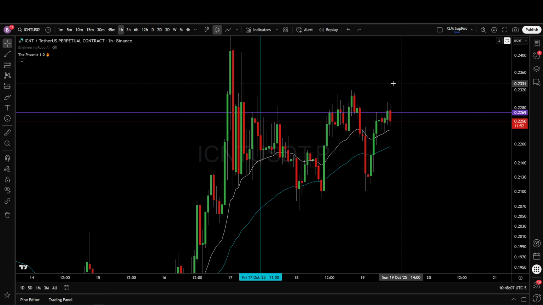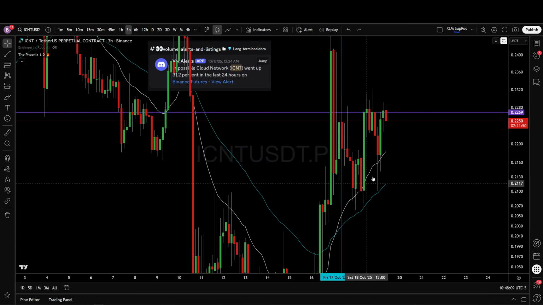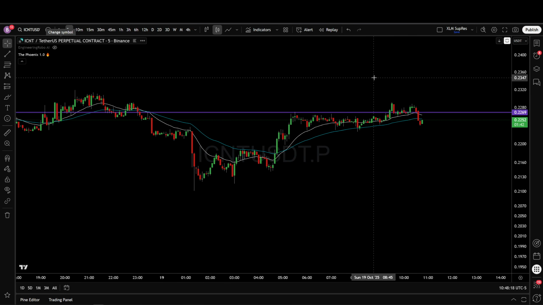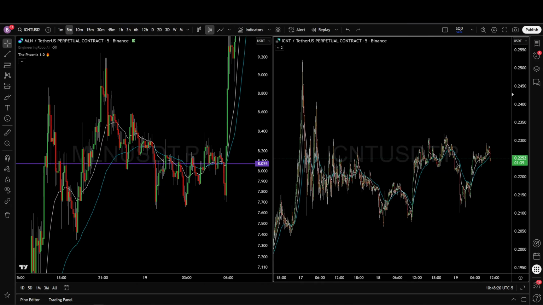The lines still have a pretty good gap. 3 hours looking real good. Blue line on the 3 hours acting like support. These are places you want to buy on the higher time frame. So hopefully this makes sense to you on what I'm showing.